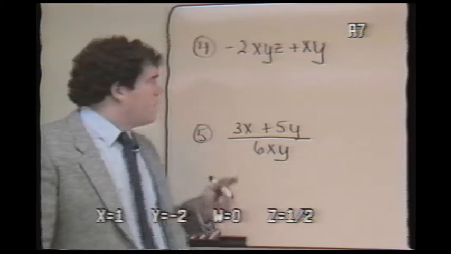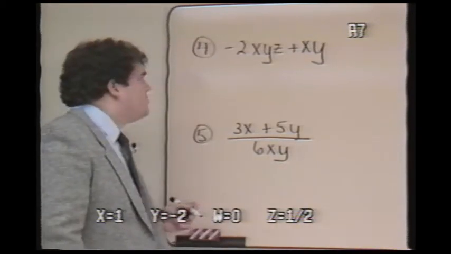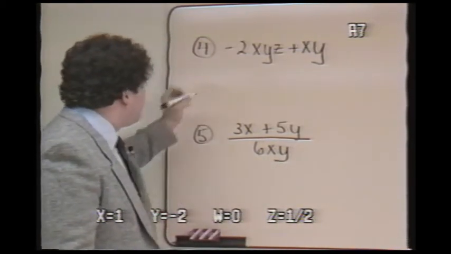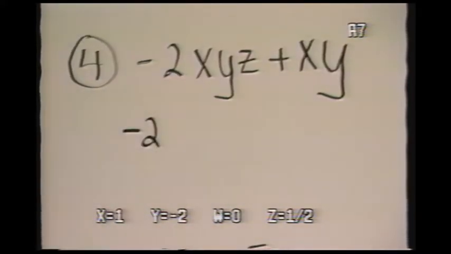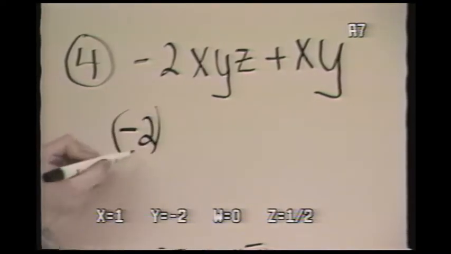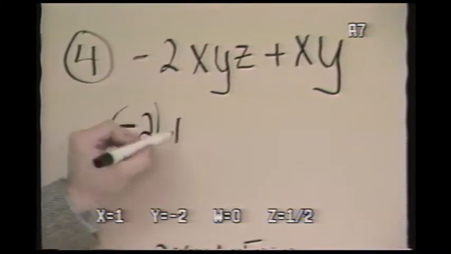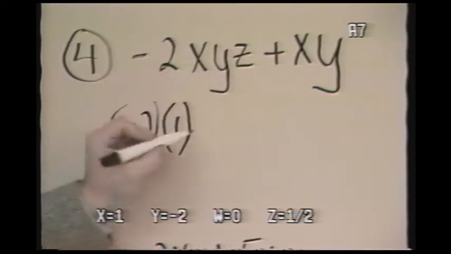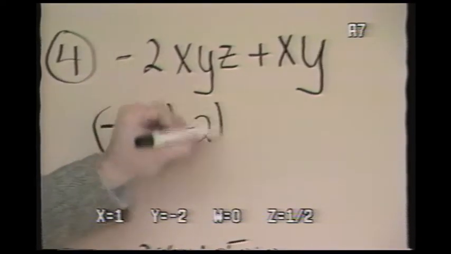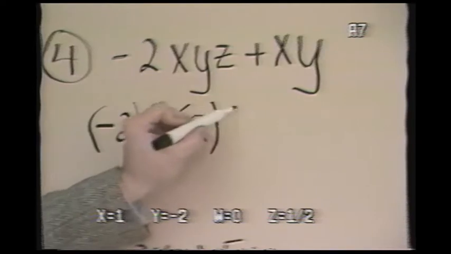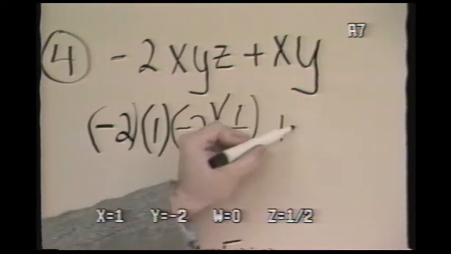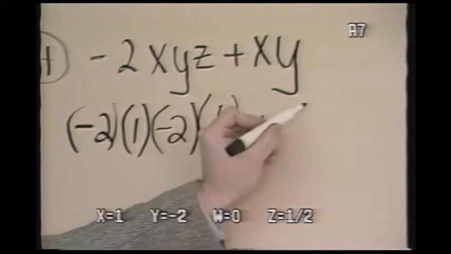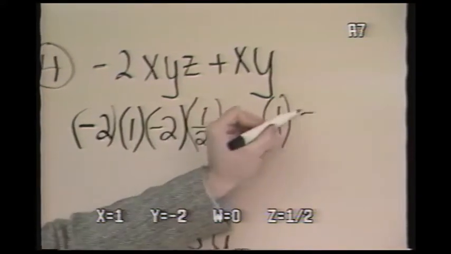Problem number 4, negative 2xyz plus xy. Well, that negative 2xyz is going to be multiplied all together. That's equal to negative 2, which is already there, times what x is, and that's 1, times what y is, which is negative 2, times what z is, which is 1/2. Now to that we're going to add xy, which is 1 times negative 2.